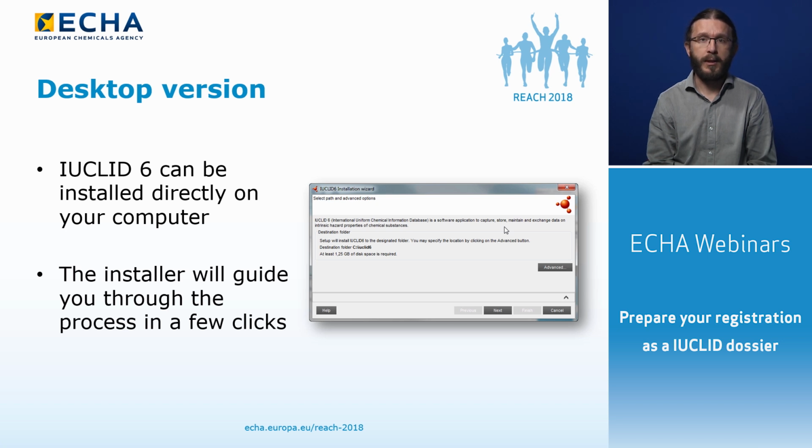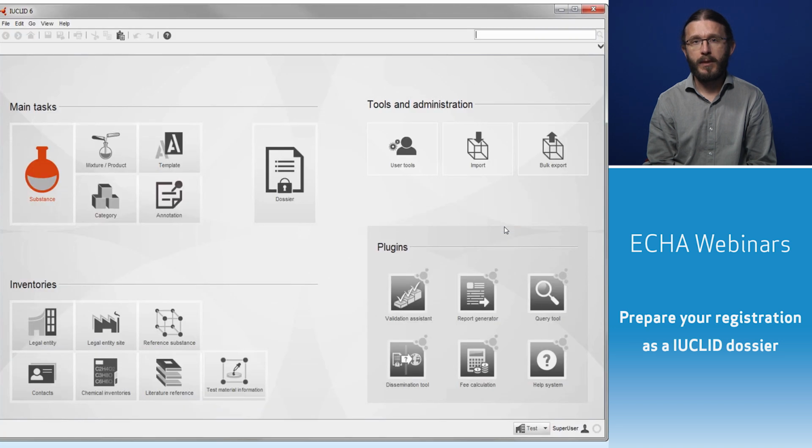The installer will guide you through the installation process in a few clicks, whether you are installing Euclid for the first time or whether you want to upgrade your existing Euclid 5.6 software. At the end of the installation, Euclid 6 will start, and this is the home page of the application. Let's have a look at the most important functions available from here.